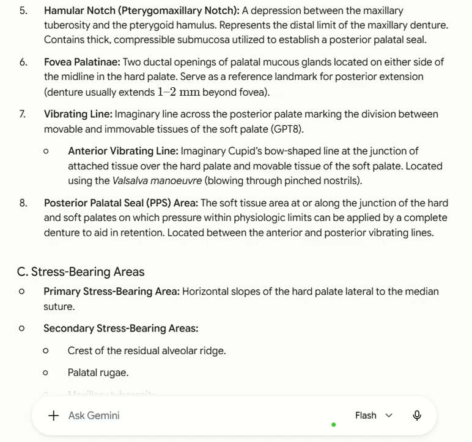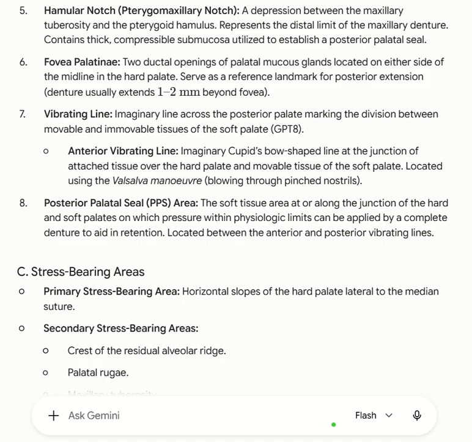Denture usually extends 1 to 2 mm beyond fovea. Vibrating line, imaginary line across the posterior palate marking the division between movable and immovable tissues of the soft palate. GPT-8. Anterior vibrating line, imaginary Cupid's bow-shaped line at the junction of attached tissue over the hard palate and movable tissue of the soft palate. Located using the Valsalva maneuver, blowing through pinched nostrils.